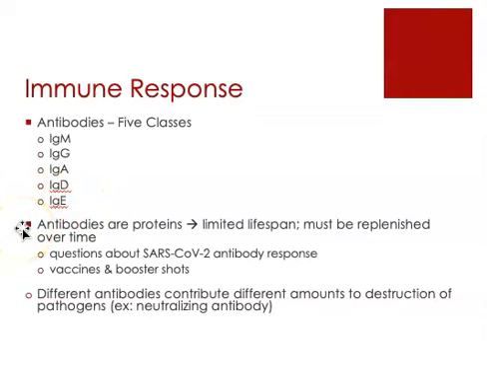Antibodies are proteins. And remember, proteins have a limited lifespan. They will exist in the body for a certain amount of time, and then they'll be degraded. All molecules in living cells have a limited lifespan. But when it comes to the immune system, that means something important. That means that antibodies have to be replenished over time. Antibodies are not going to last forever.